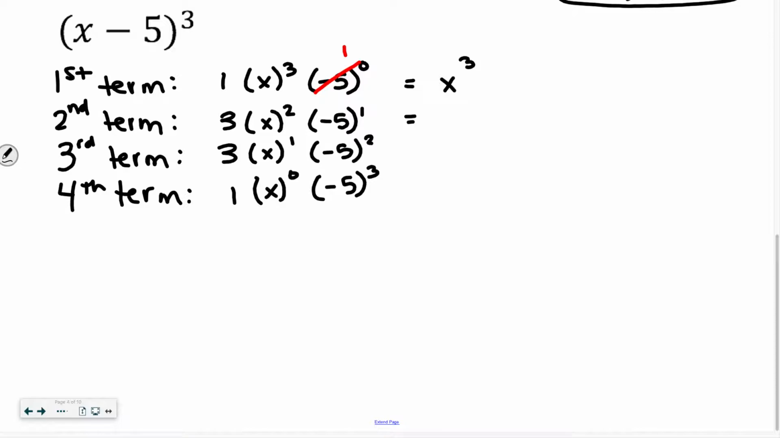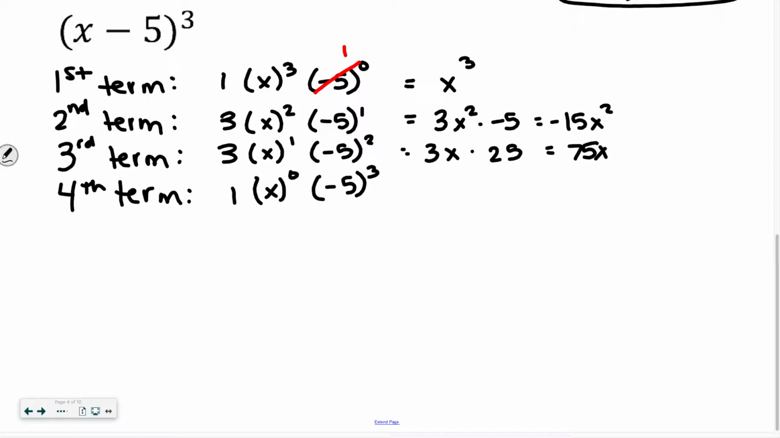The next term is going to be 3 times x squared, and then we will multiply it by a negative 5, wouldn't we? Because negative 5 to the first is negative 5. So we have 3x squared times negative 5. Well, what's 3 times negative 5? Negative 15. Okay. Then this is going to be 3x times negative 5 squared, which is a positive 25.